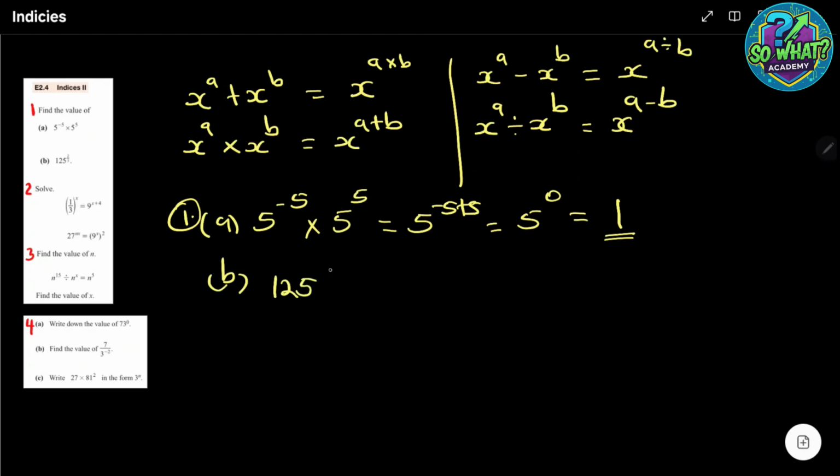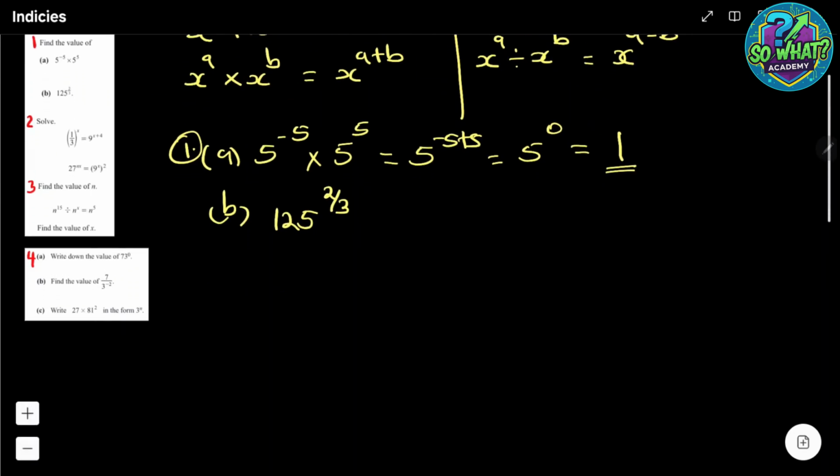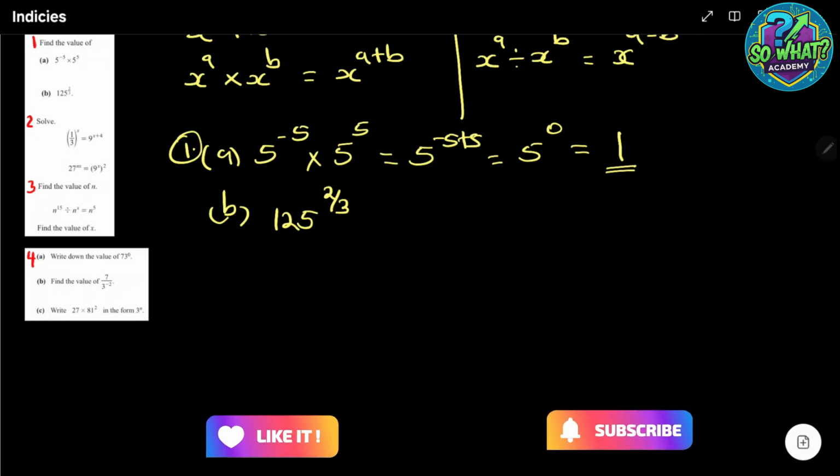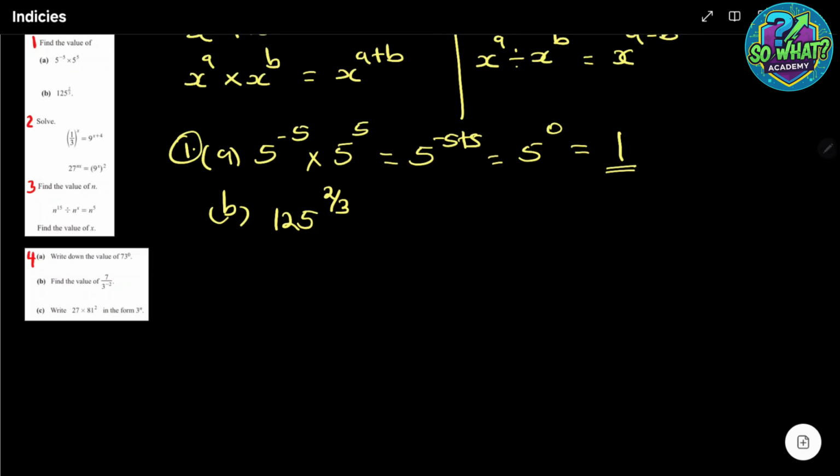125 power 2 over 3. Now this is in a certain way. You're just having one number and they just want us to find its value. Mostly this comes in paper 2, and for paper 2 you won't be needing a calculator. So it's a non-calculator paper. So don't expect to just go in your calculator and put 125 power 2 over 3 and get the answer.